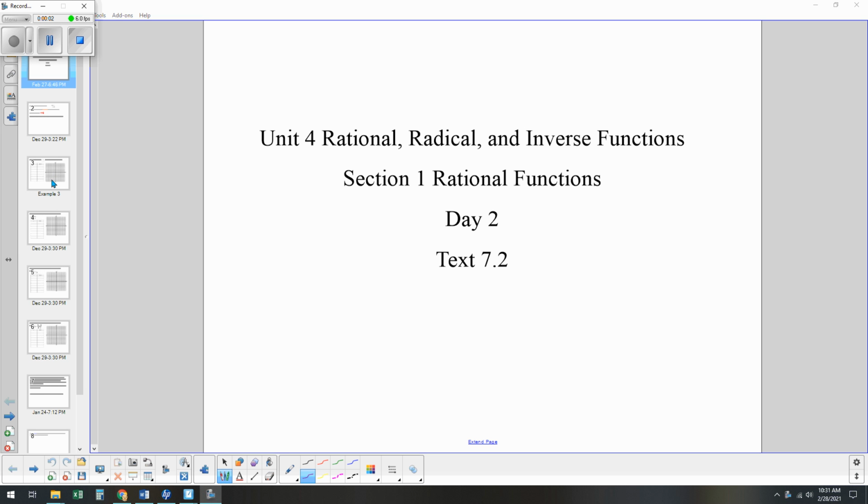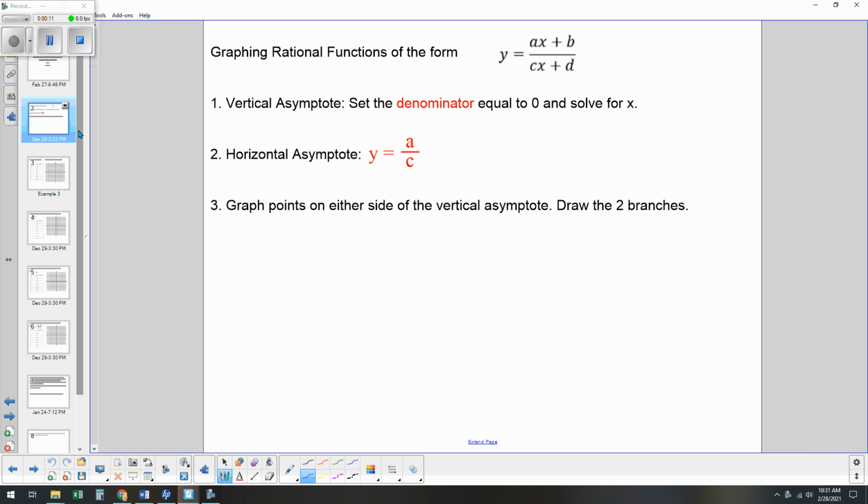This is Unit 4, Section 1. We are still in rational functions. This is the second day of textbook section 7.2. So today we're going to look at rational functions in a different form. So yesterday they were like this, where all I had was a variable on top, a number on top. But now we're going to have variables on the top and the bottom.